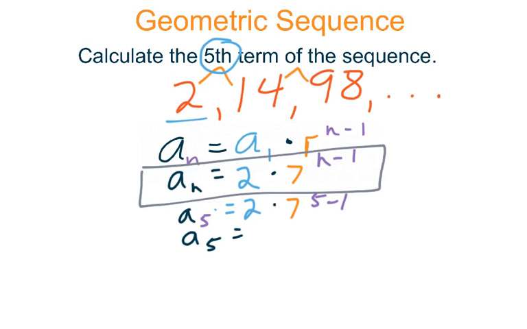A to the 5th power, we're going to do 2 times 7 in a second, but let's do 5 minus 1 there, which is 4. And now we can start utilizing the calculator. So a sub 5 equals 2 times, we need 7 to the 4th power. So again, to your calculator you go.